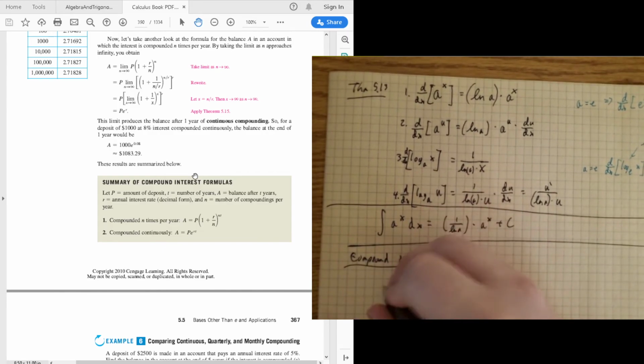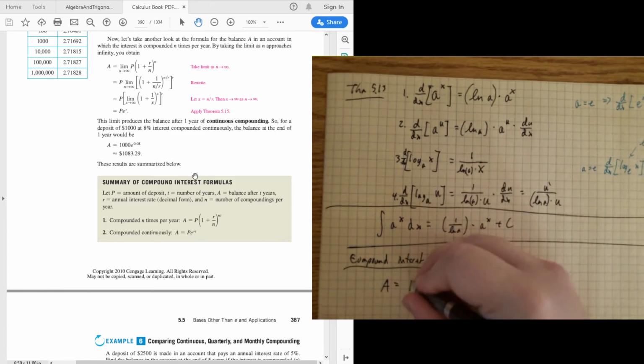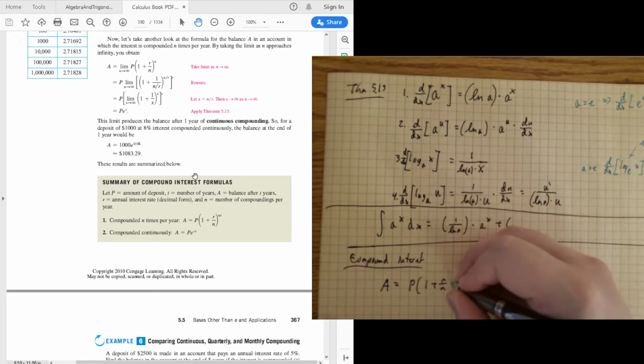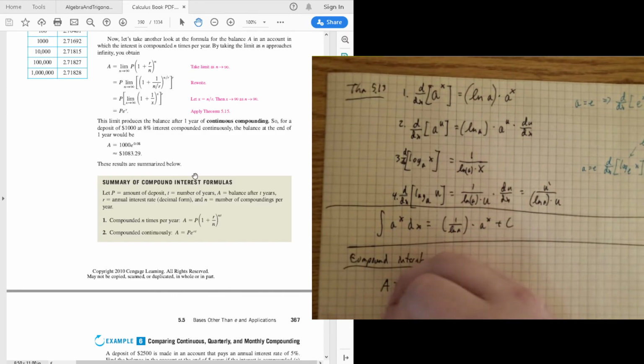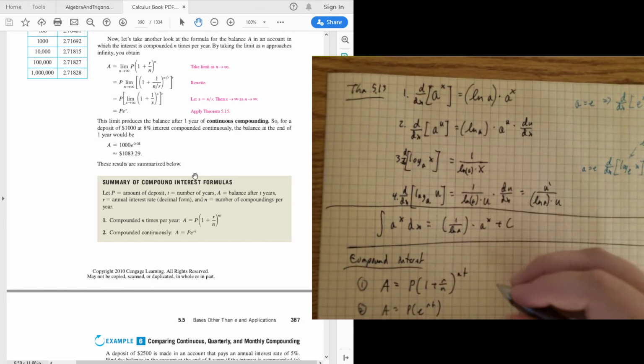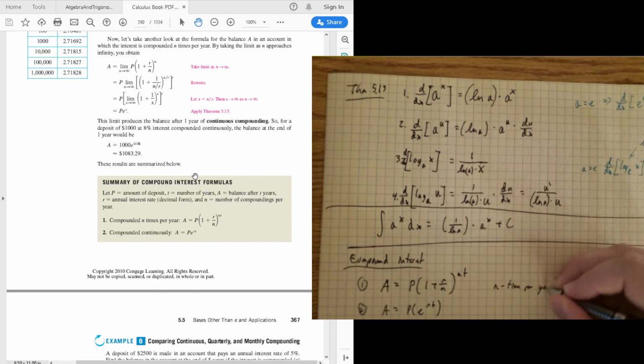Those two different ways would be A equals P parentheses 1 plus r over n to the nt power, and then A equals P e to the rt power. So this is n times per year, and this is continuously.